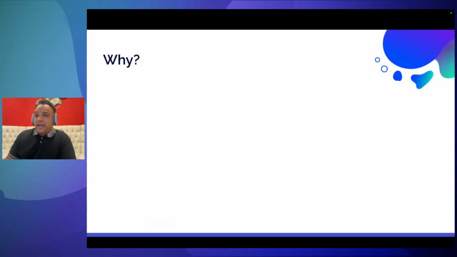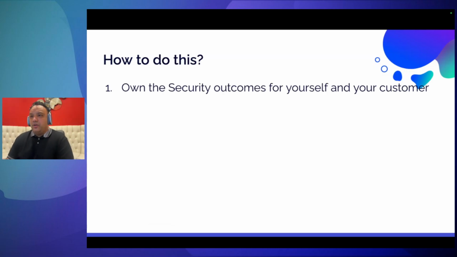Anyway, once we've looked at the breaches, we are going to look at how to do this. There are really three ways that I'm going to talk about, and I'm going to provide some very specific approaches. First of all, own the security outcomes for yourself and for your customer, right? When I say own the security outcomes, it essentially means that you need to control the security experience for your product and for your customer.